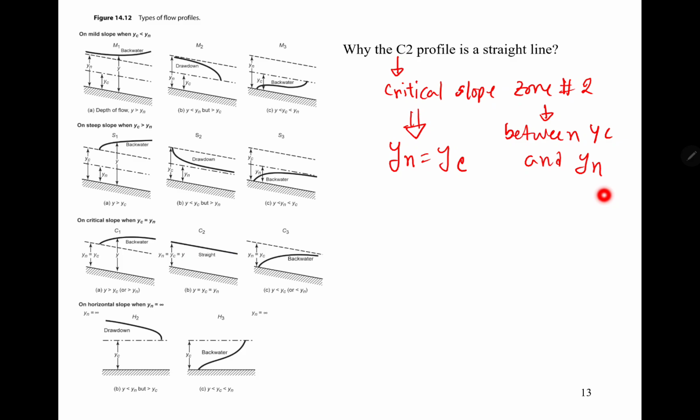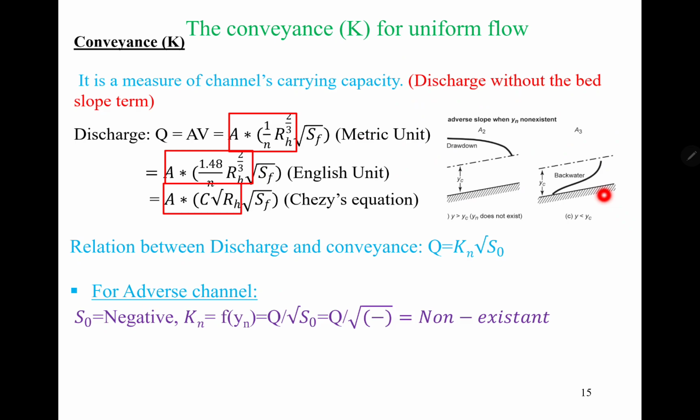That's why it's a straight line. Okay, then a few more things: why we don't have the A2 profile. That is another question, why don't we have the A2 profile? Now for explaining that, we need to start from this relationship.